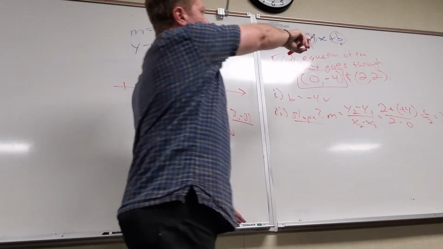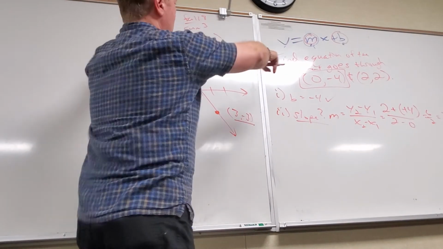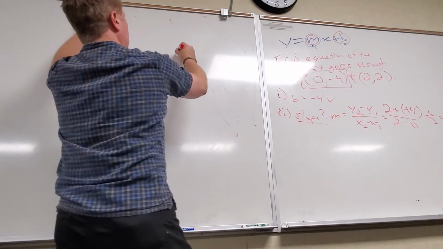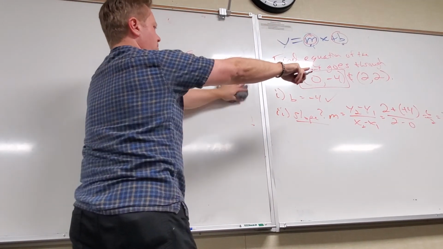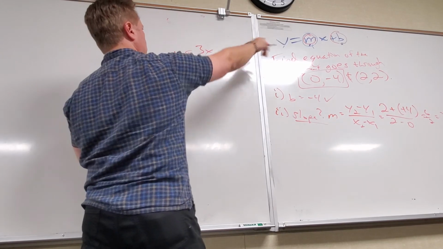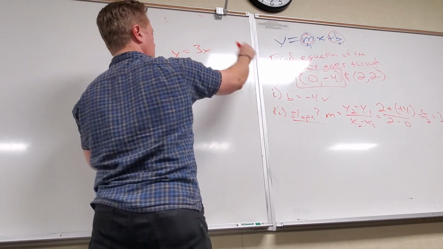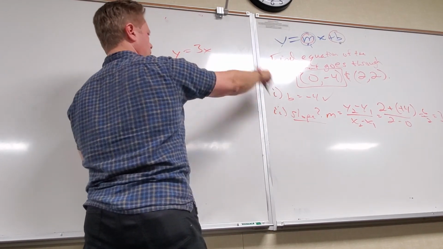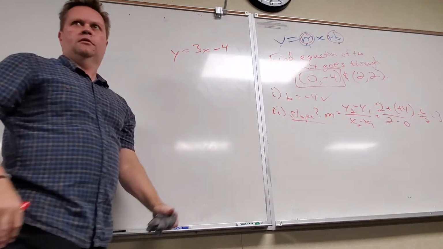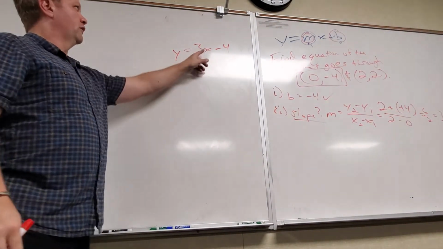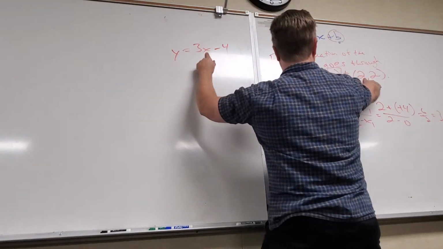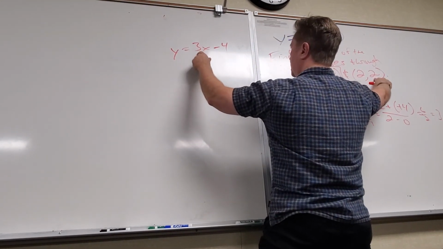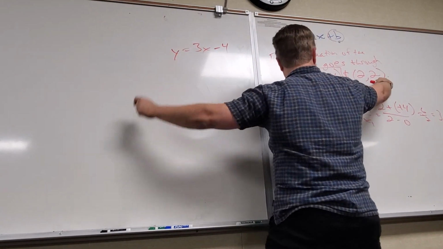So what's the equation of this line? It's going to be y equals, what's m? 3x, and what's b? -4. How do you check it? Well, if I plug a 2 in, do I get a 2 out? 3 times 2 is 6 minus 4 is 2. Check.